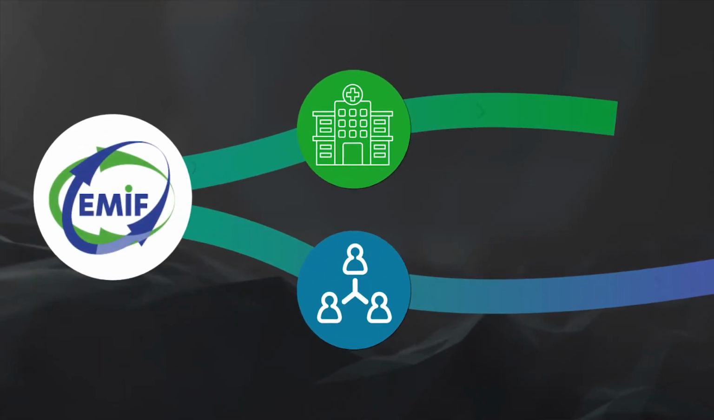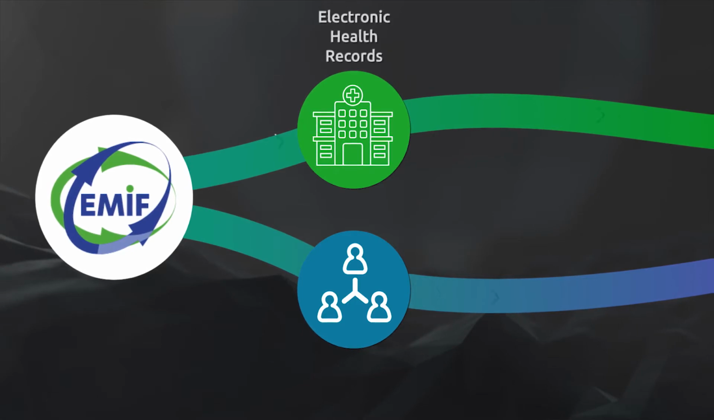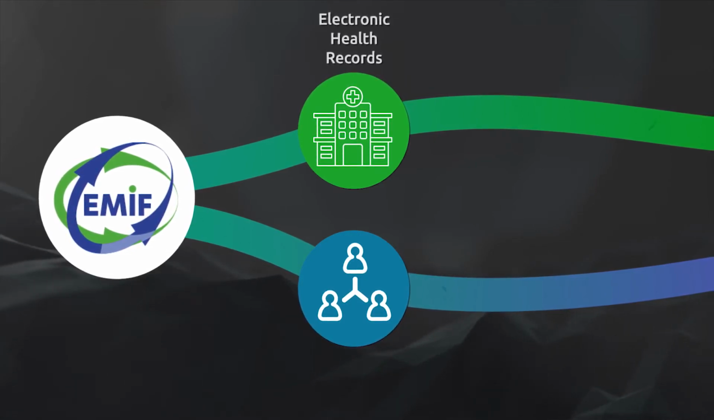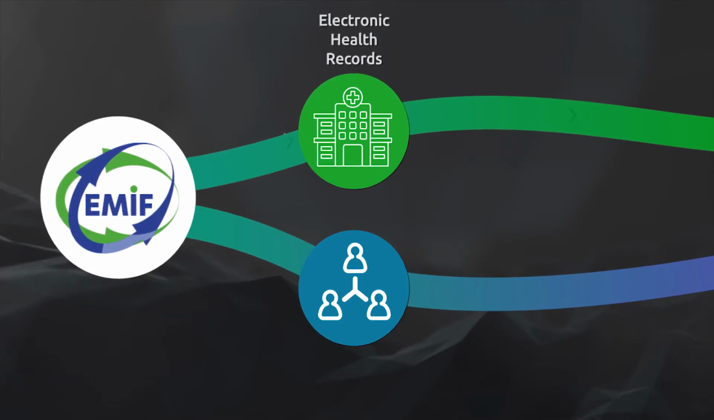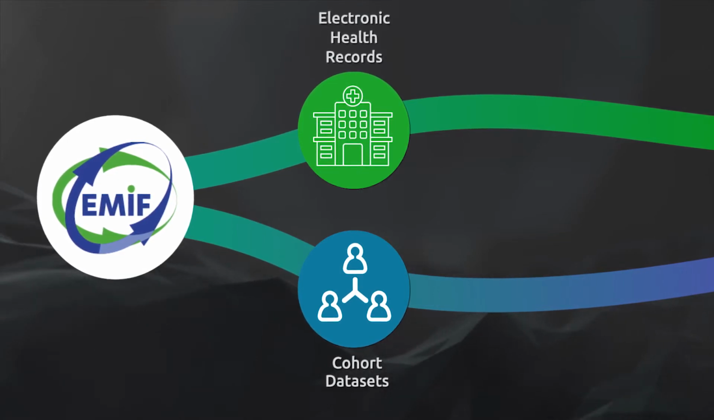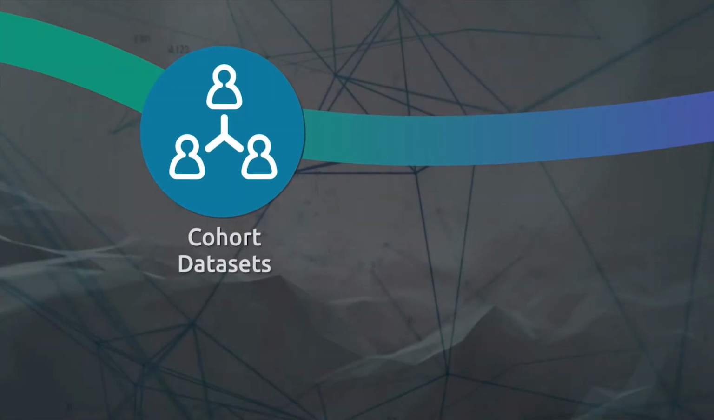Two tracks in the EMIF architecture support two data types: electronic health records, which include routine healthcare data from general practices and hospitals, and cohort datasets, which include data for specific research communities. Let's explore how you, as a researcher, can utilize cohort data.